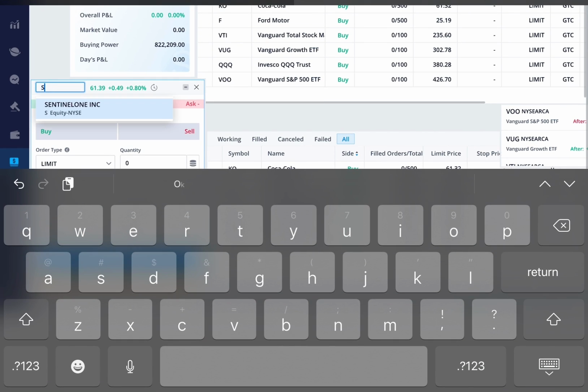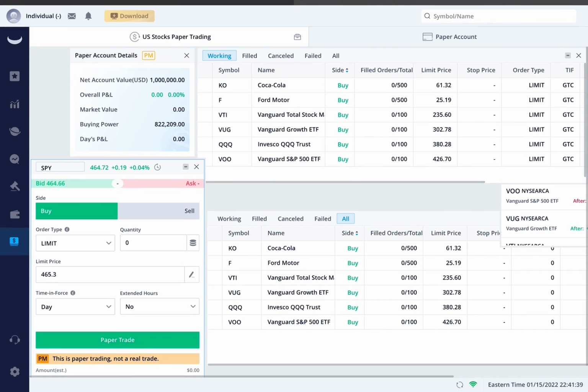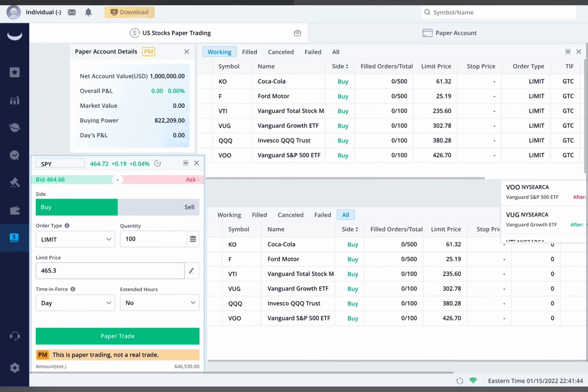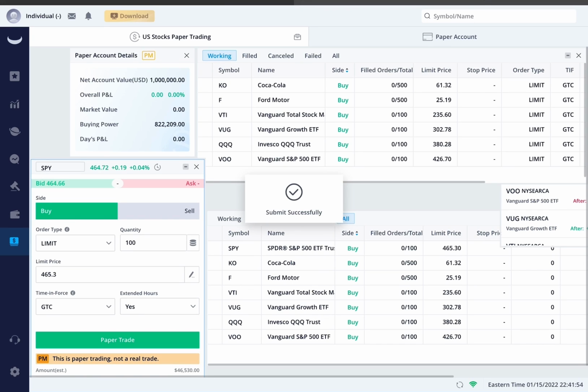Let me go back and do the SPY because I might have done it wrong. I might not have selected buy. So click buy, limit, quantity on this one. I wanted 100. And then I wanted limit. Okay. GTC. And then yes, and paper trade. There we go. The SPY went through that time.